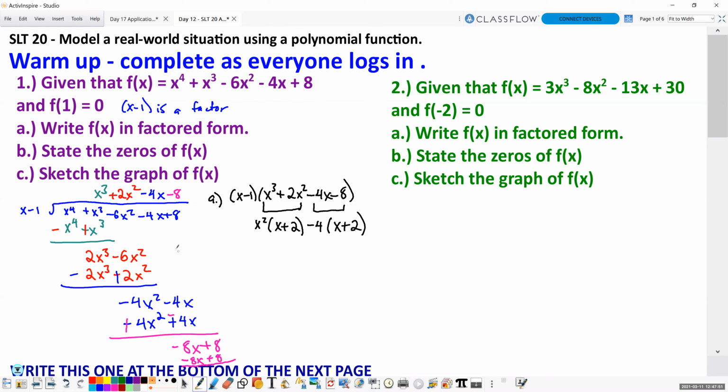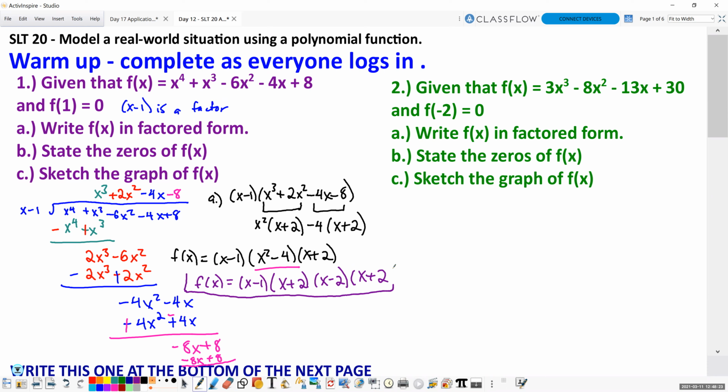So now I'm going to bring down the f of x, and then the x minus 1. And then I've got x squared minus 4 times x plus 2. The x squared minus 4 can factor. So my final factorization for letter A is going to be f of x equals x minus 1 times x plus 2, x minus 2, and then the x plus 2 that's at the end. So that's my final answer for letter A, to write f of x in factored form.